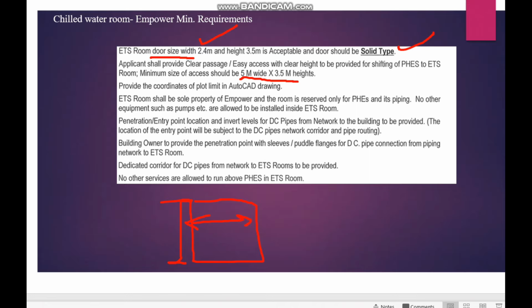The important thing is you have to provide a 5 meter by 3.5 meter clearance before you close. They have to shift the heat exchanger inside the ETS room. So you have to provide an opening of 5 by 3.5 meter. Once you shift the heat exchanger inside the ETS room, then you can close this 5 by 3.5 meter opening.